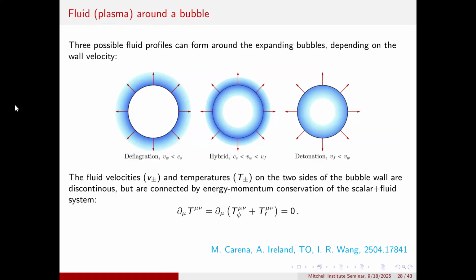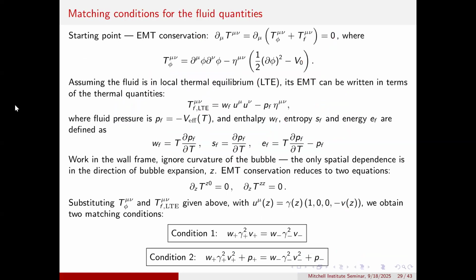An important point here is that the fluid velocity and the temperatures on both sides of the bubble wall are not equal to each other. But they are connected by energy momentum conservation of the whole scalar field and fluid system. This is the energy momentum conservation equation, and it is also the starting point for our calculation of the bubble wall velocity.